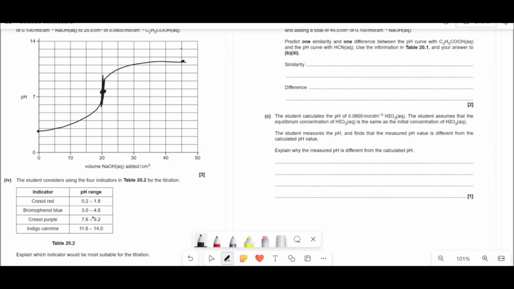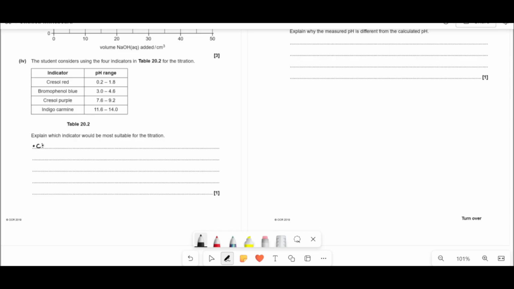So in this case, no, that's too low. No, that's too low. Yes, and no, that's too high. So Cresol purple, however you pronounce that. So Cresol purple, but you need to say why. Because its pH range matches the vertical section.